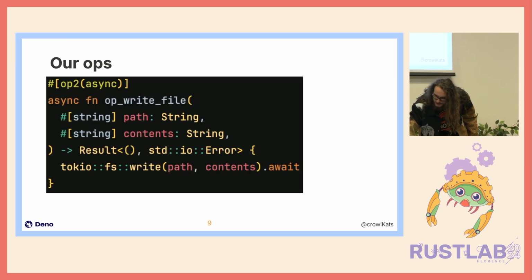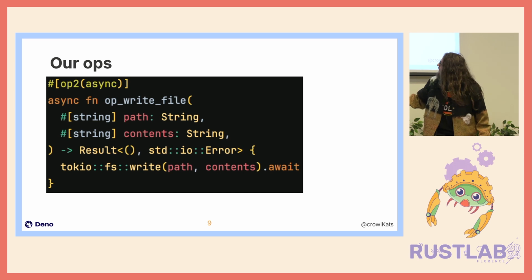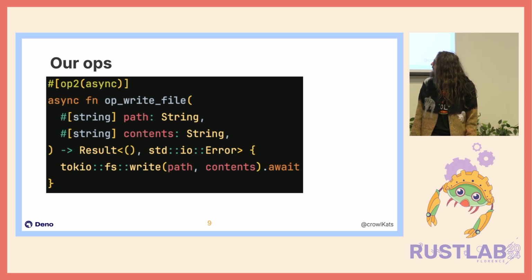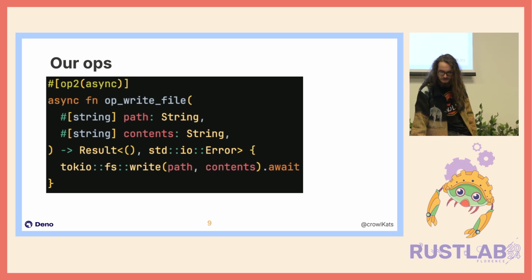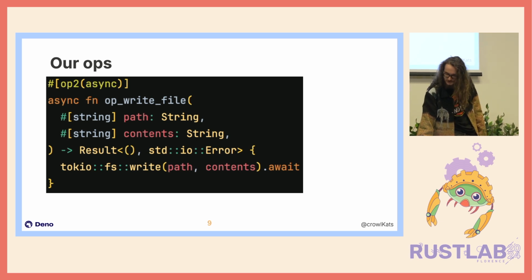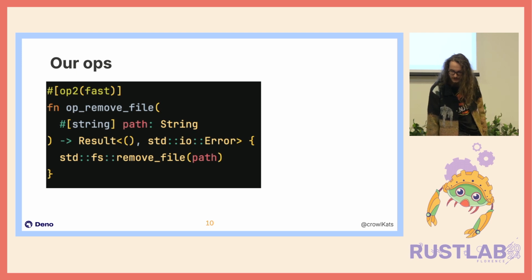But anyhow, another op is writing to file. So again, it's the same, just writing instead, and we're accepting 2 parameters this time. You can have as many parameters as you want. Then we have remove file.